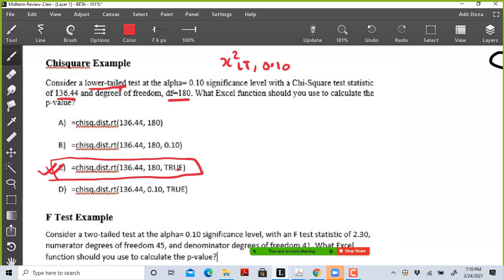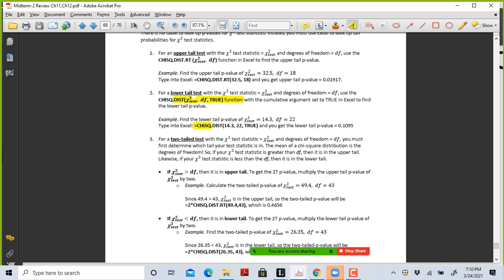Okay. So you don't need Excel to solve in the midterm. Basically, I asked which formula should I use, because I want to see whether you know which one we should use, right? So that's for the chi-square example. So these things should be in your formula sheet. This is for the lower tail test, and for an upper tail test, this is the one. For an upper tail test chi-square, we don't need to put TRUE. Okay.